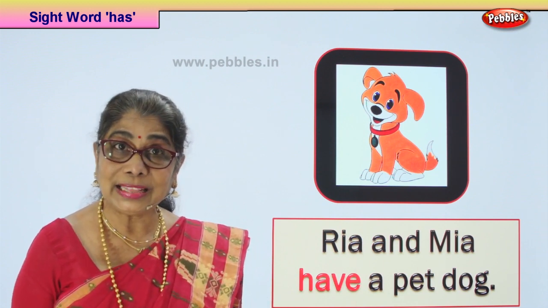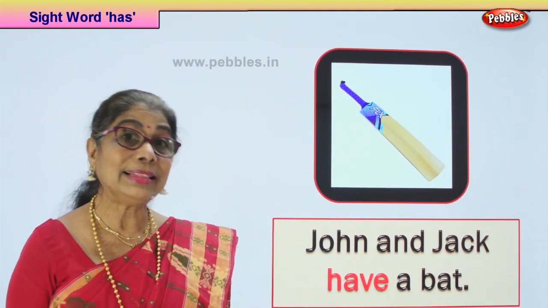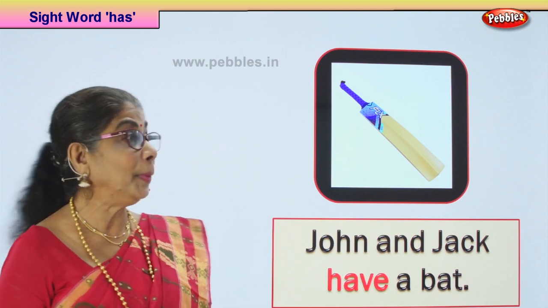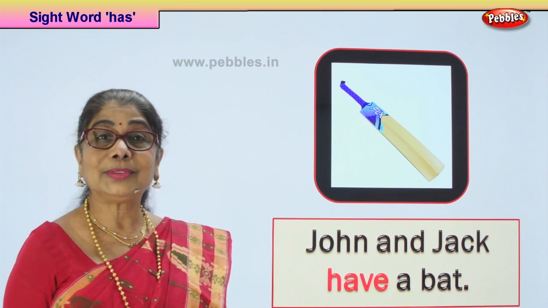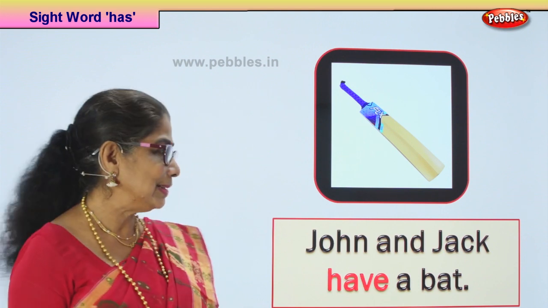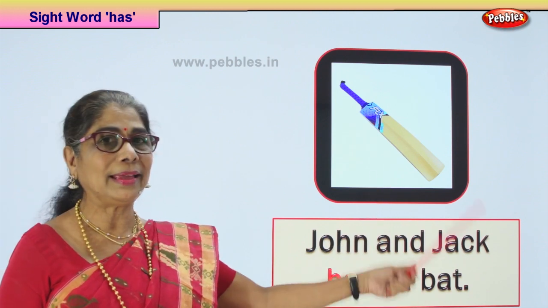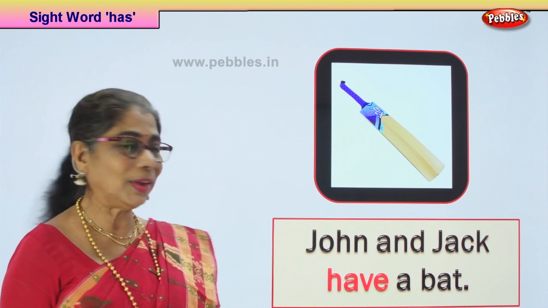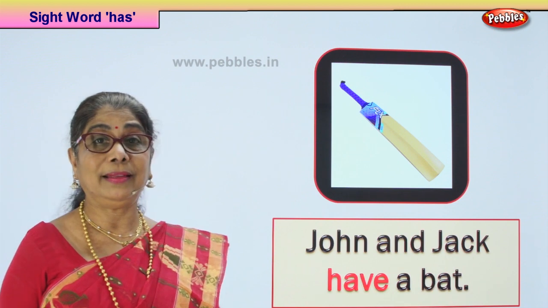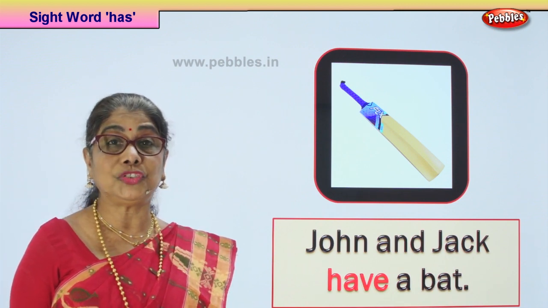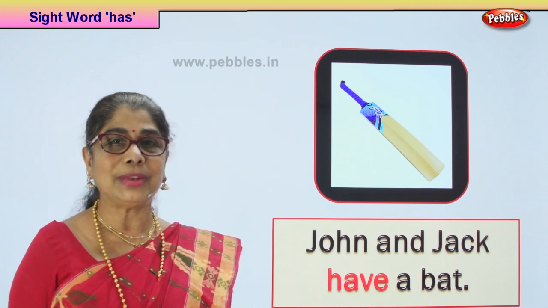Shall we take another picture and read the sentence using the sight word have? What picture is this? The picture of a bat. You like to have a bat? Yes. Here is John. He loves his bat. Here is Jack. He loves his bat. Okay? So the bat belongs to John and Jack. They are both brothers and they love to share the bat. First John will play, then he'll say, okay, Jack, you use next.